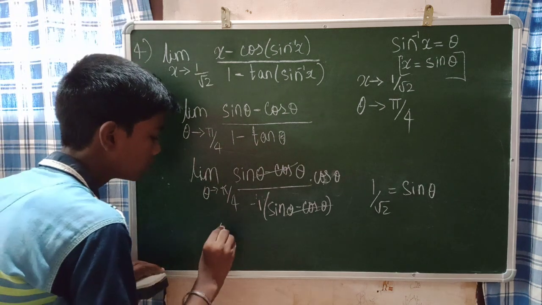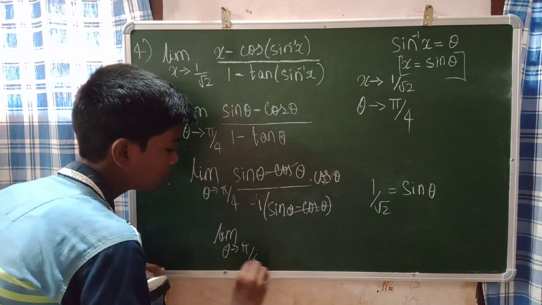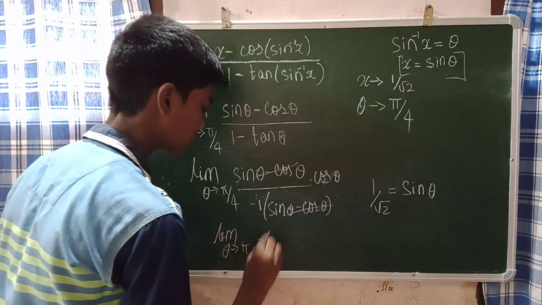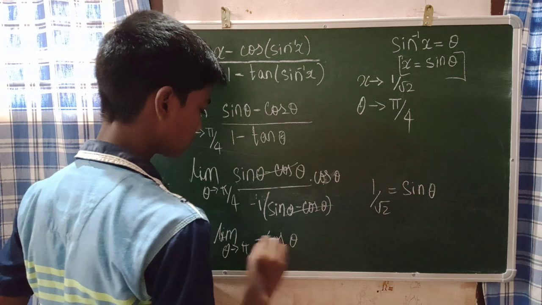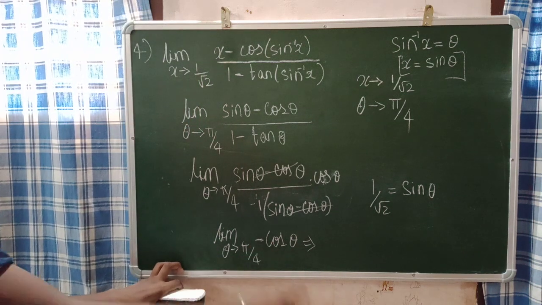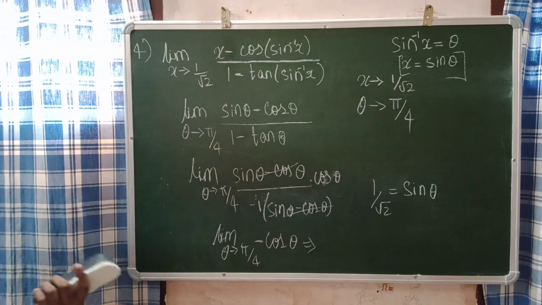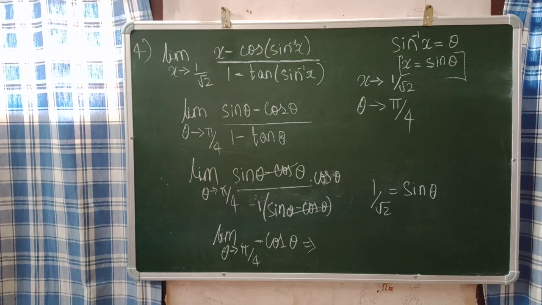So limit of theta tends to pi by 4 of minus 1 is left out. So minus 1 into cos theta is minus cos theta. After this, it's very simple. When theta tends to pi by 4, just put theta as pi by 4. What is cos of pi by 4? That is 1 by root 2.